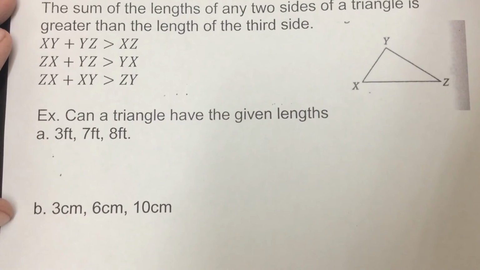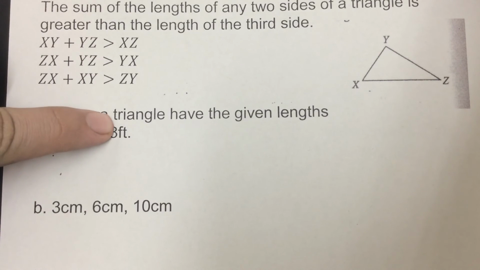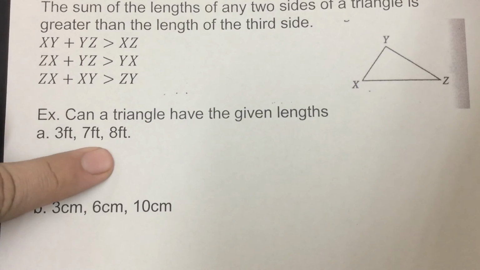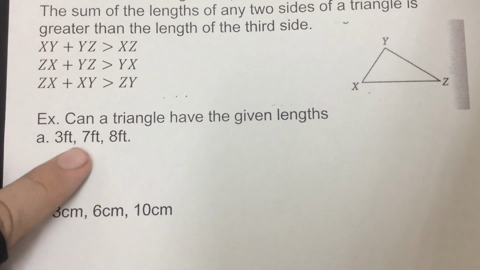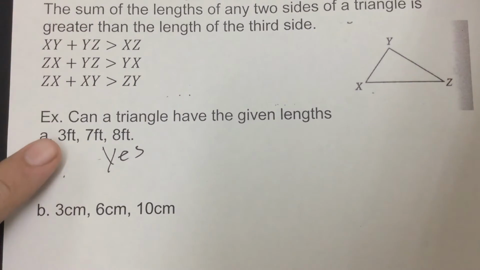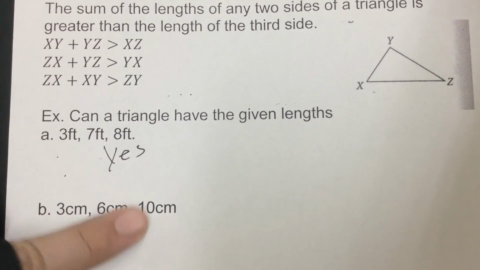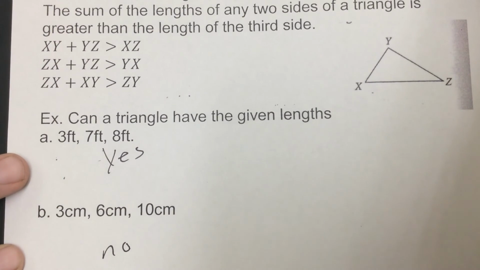So could we have lengths of 3, 7, and 8? Well, 3 plus 7 is 10, which is bigger than 8. 3 and 8 is 11, which is bigger than 7. And 7 plus 8 is 15, which is bigger than 3. So yes, this works. Here, 3 plus 6 is 9. That is not bigger than 10. So this one would not.